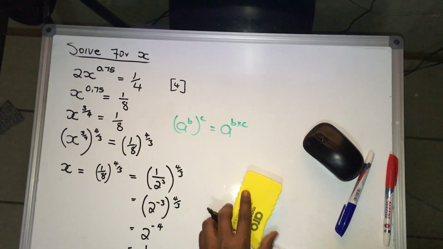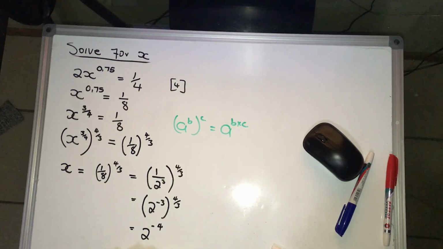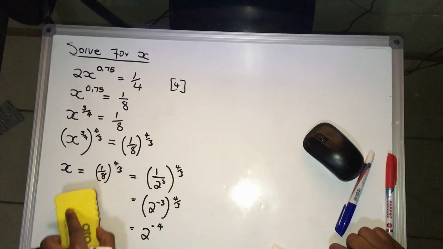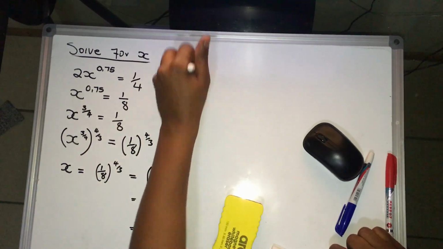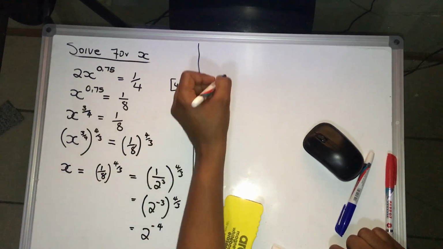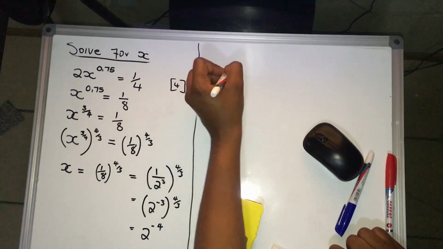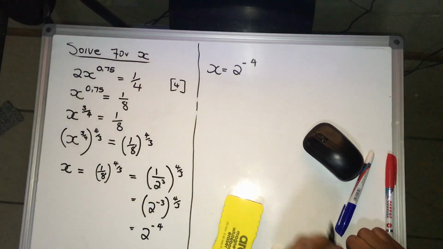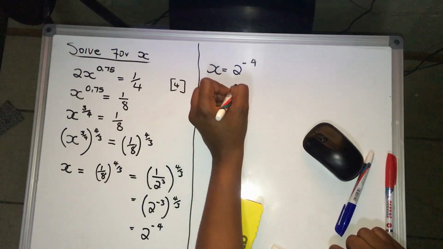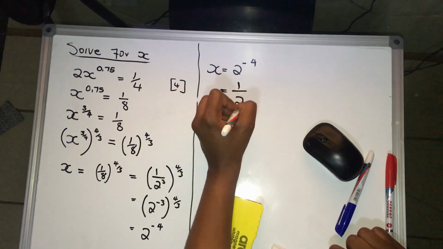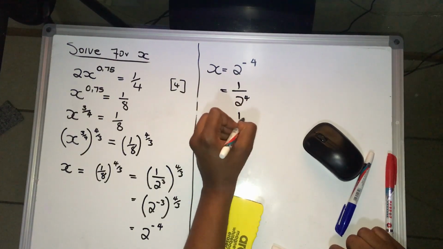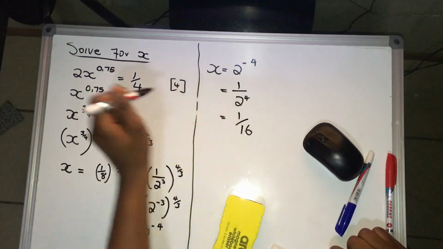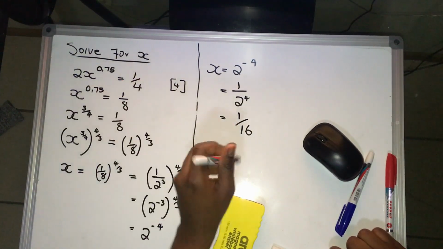Let me write it clearly. So x is 2 to the power minus 4, which is 1 over 2 to the 4, which is 1 over 16. So here is the value of x, 1 over 16, and if we substitute it, we get 1 over 4.